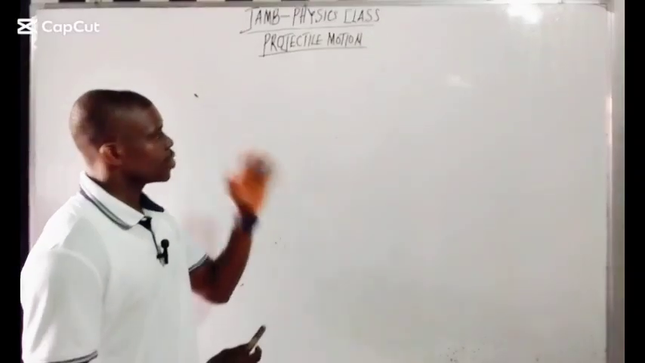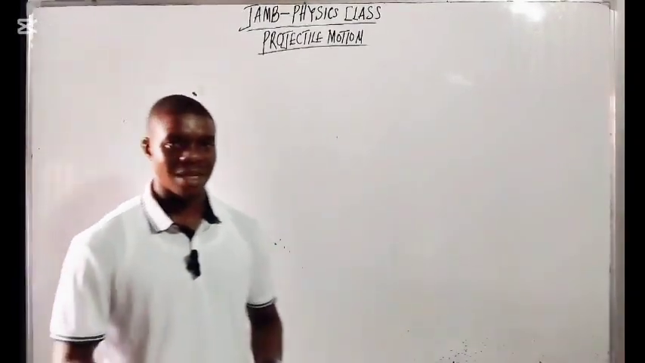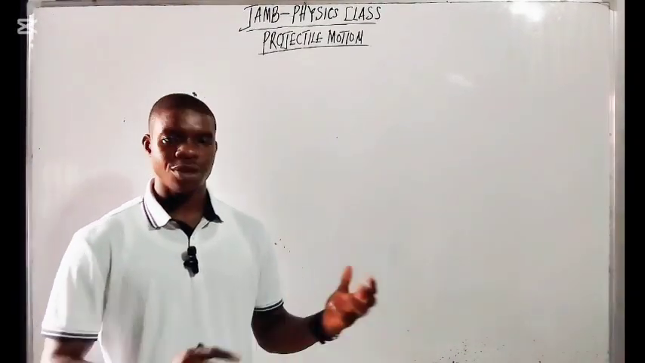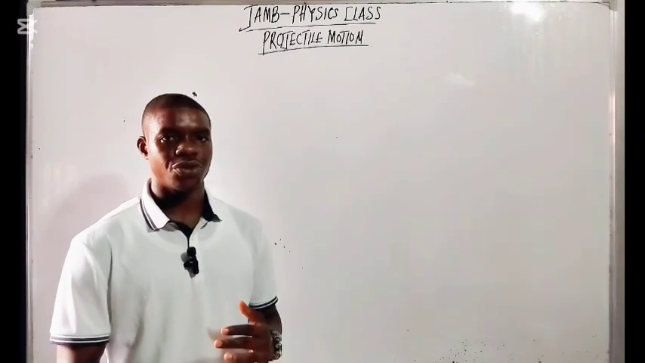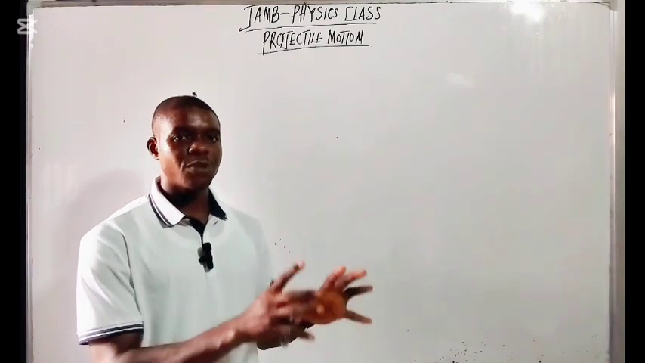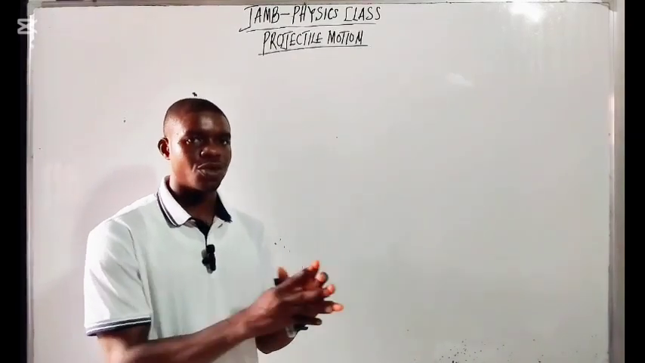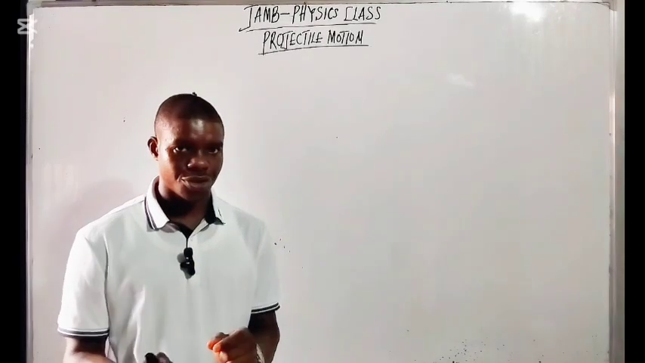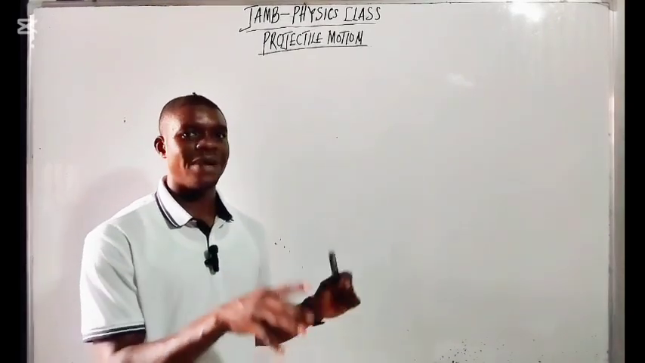Let's focus on projectile motion, JAMB Physics class. In this video, we are going to look at what projectile motion is, and the two types of motion associated with it, which are the horizontal motion and the vertical motion. Then we have to study them very well.